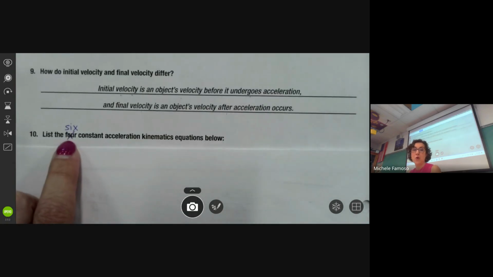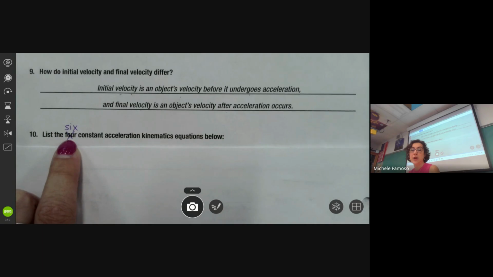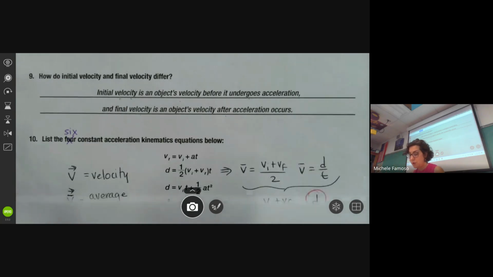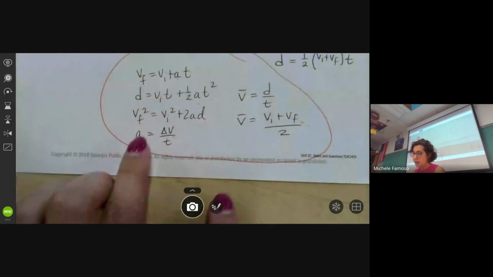And number 10, there are 6, I said 4, but change that to 6. There are 6 constant acceleration kinematics equations that you should know. They were on page 29 in the review. They are these right here.